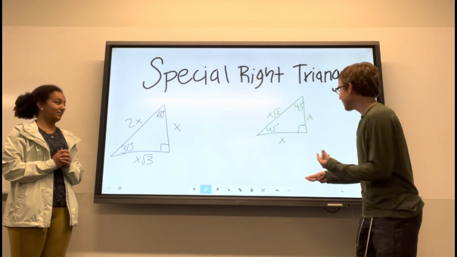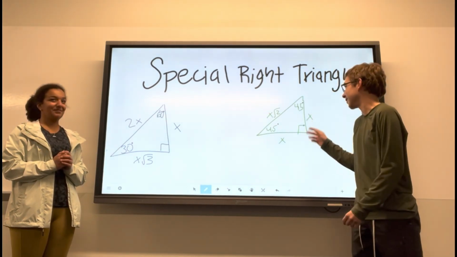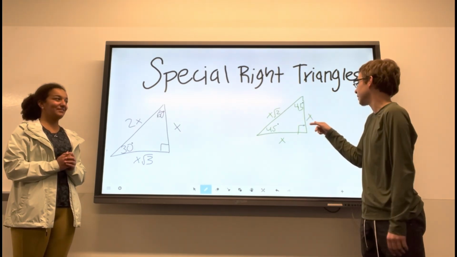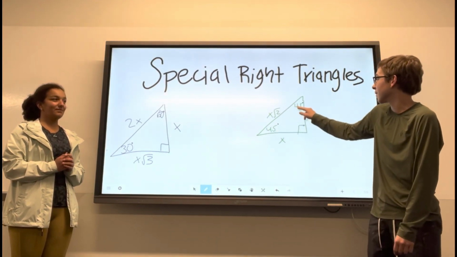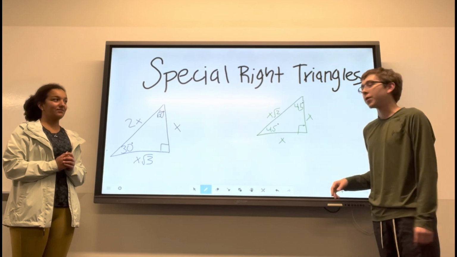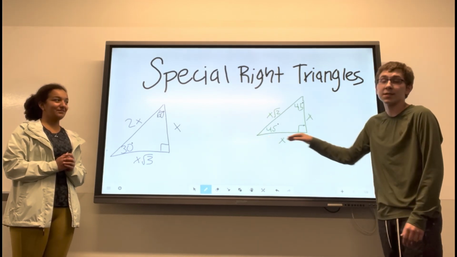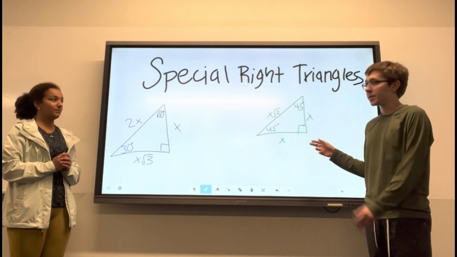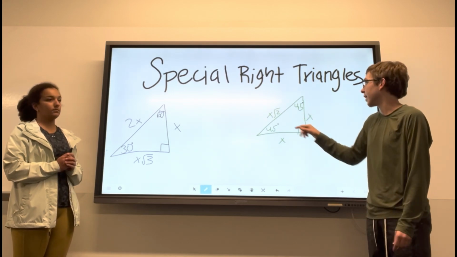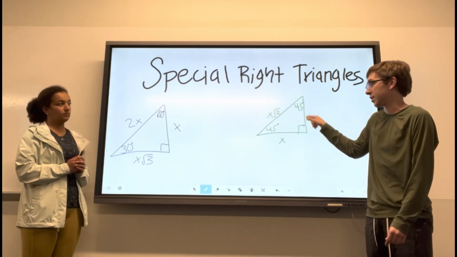Yes. So here we have the 45-45-90 triangle because two angles are 45 degrees and one is 90, hence 45-45-90. In this case, both of the legs are the same. Let's say that distance is x. In a 45-45-90 triangle, the hypotenuse will be root 2 times the distance of the leg.